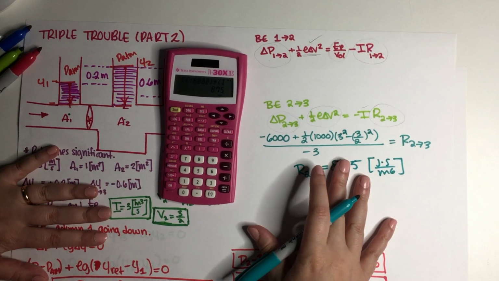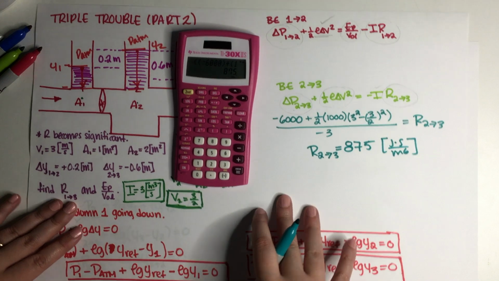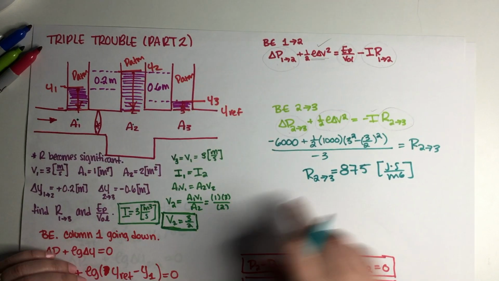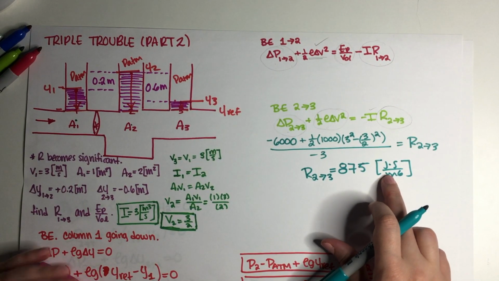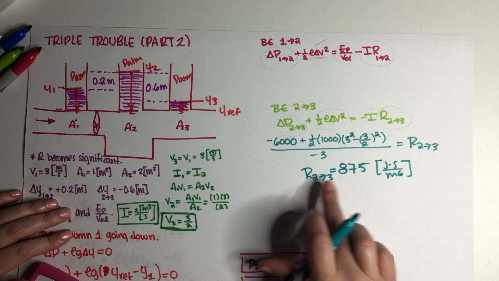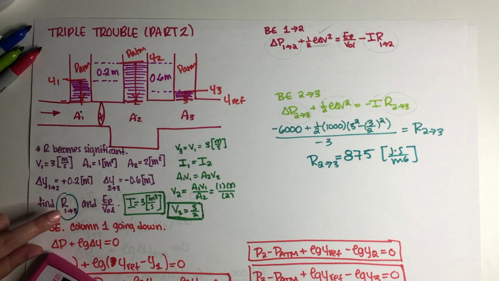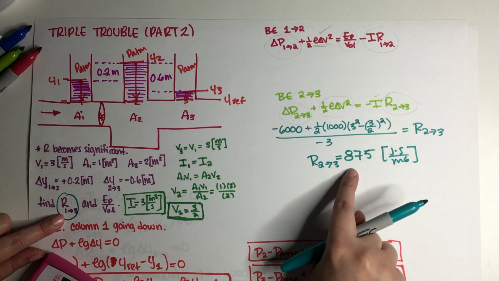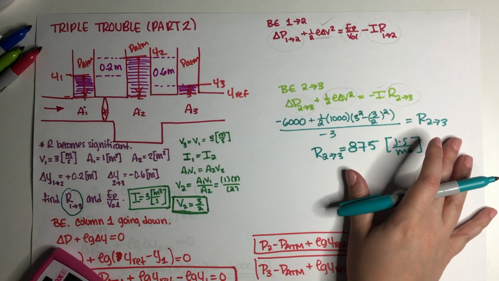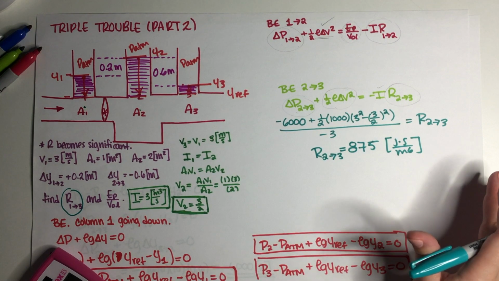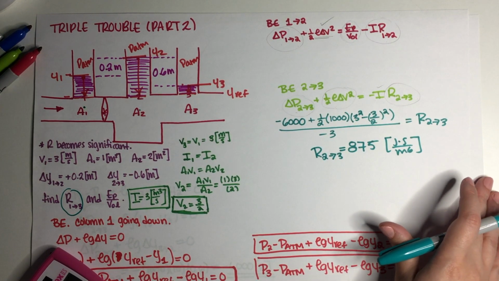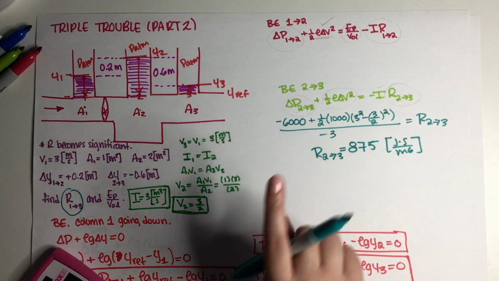But now we actually have to wait a second over here, because this 875 is the total resistance from 2 to 3, and the problem was asking me what is the total resistance from 1 to 3, not from 2 to 3. So this is a little bit of a tricky thing, right? Because you went all this way and this isn't even the final answer.